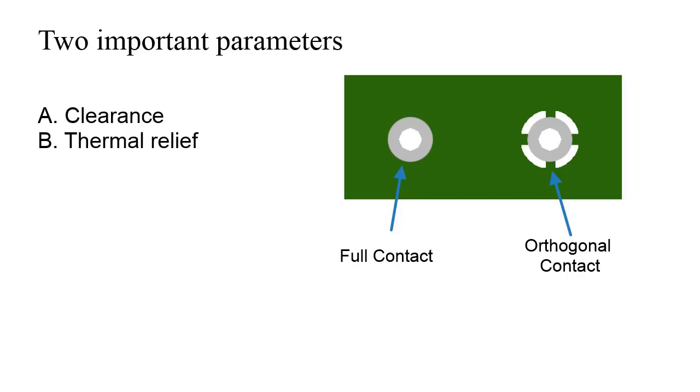On the right side, you can see that the component pad is not entirely connected to the copper pour. This is called orthogonal contact. The component pad is only connected with 4 spokes to the copper pour. This type of contact is good for soldering. In case of full contact, when you apply heat to the pad, the heat spreads out throughout the entire copper pour. But in case of orthogonal contact, the heat does not spread out as much as full contact. According to your application, you have to choose between these two types of contacts.